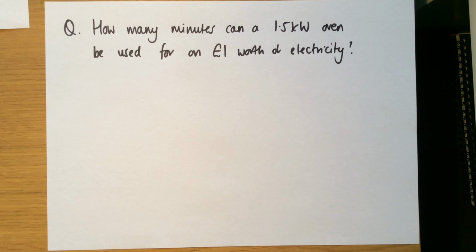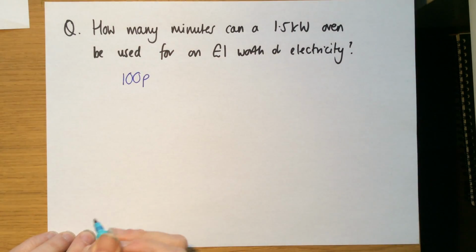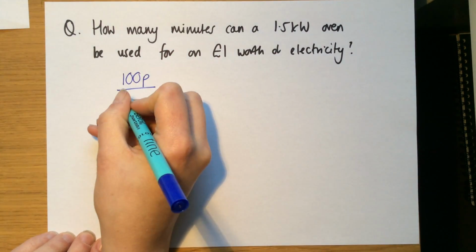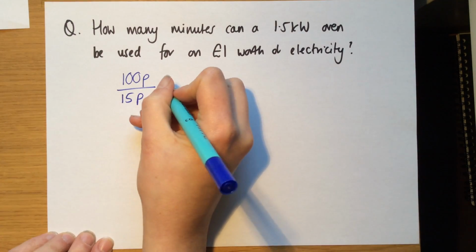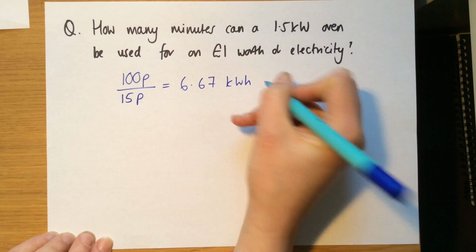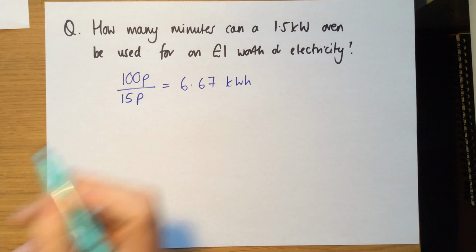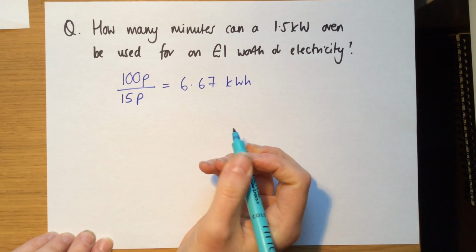We've got here: how many minutes can a 1.5 kilowatt oven be used for on £1 worth of electricity? Okay, now £1 worth of electricity is 100 pence. And we know that electricity generally costs about 15 pence per kilowatt hour. So 100 pence is going to pay for 6.67 kilowatt hours worth of electricity, because we've got 100 divided by 15, the price of 1, which gives 6.67.